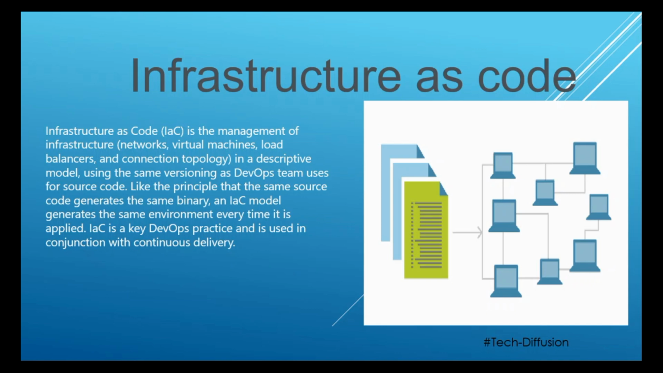Okay, like the principle, the same source code generates the same binary, and it generates the same environment every time it is applied. IaC is a key DevOps practice and a component of continuous delivery. As we already know, CI/CD, that is part of CD technology. It is like a document when we are sharing it with multiple systems. So this is the same kind of technology. It is infrastructure as code.